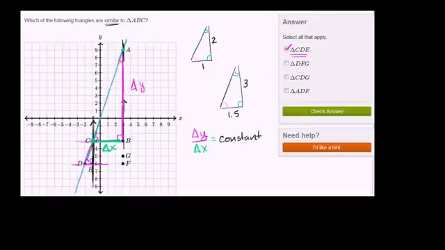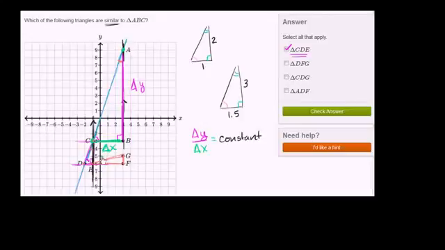DFG. So that's DFG. Well, there's not really a lot that we can say about DFG. We're not really using the line anymore as a hypotenuse, so we're not going to throw that in there as being similar. We could actually look at the lengths and all of that if we wanted, but we'd see that it's not similar. CDG.